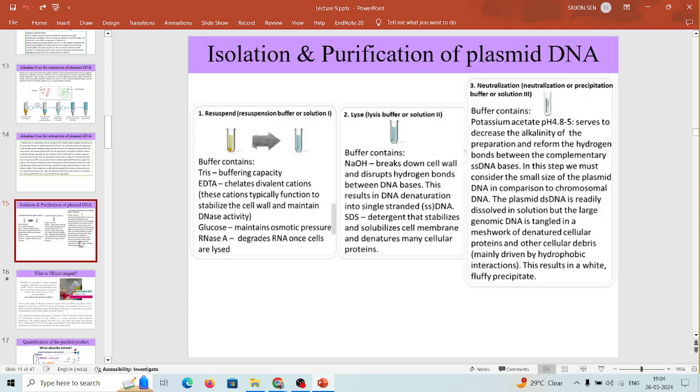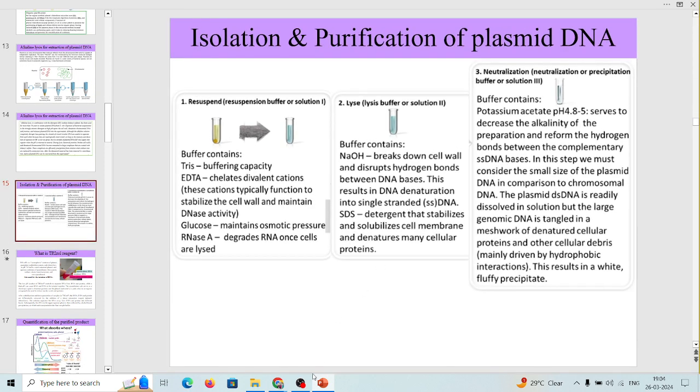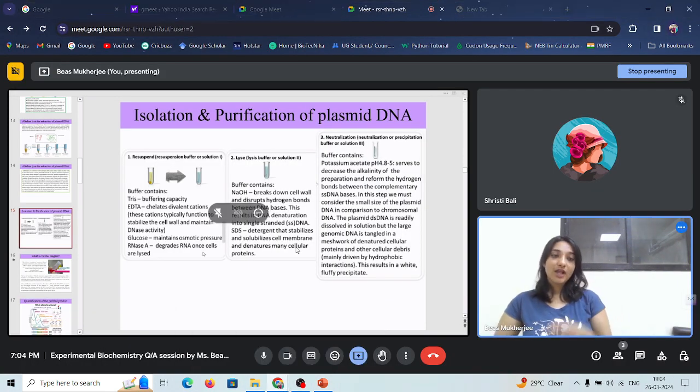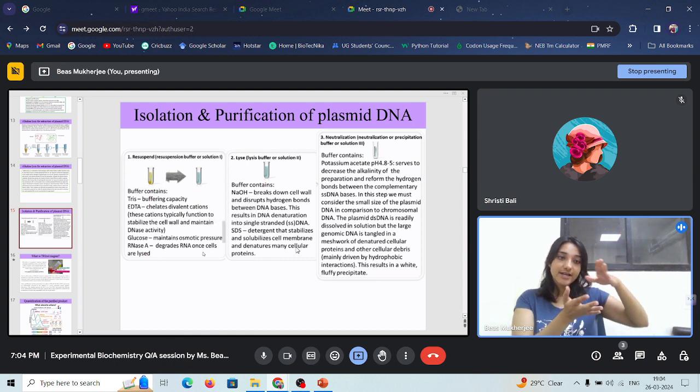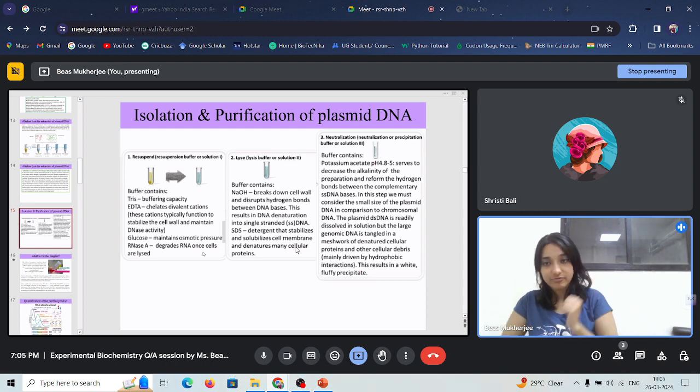Now we will look at the different solutions used. This is very interesting. You need to know the different solutions that are used in this case. After the entire bacterial culture has been pelleted down, that is, the cells have been harvested and all the media has been thrown away, you add Tris buffer and EDTA. What is Tris doing? It is giving a specific pH, around 8 or something, right?